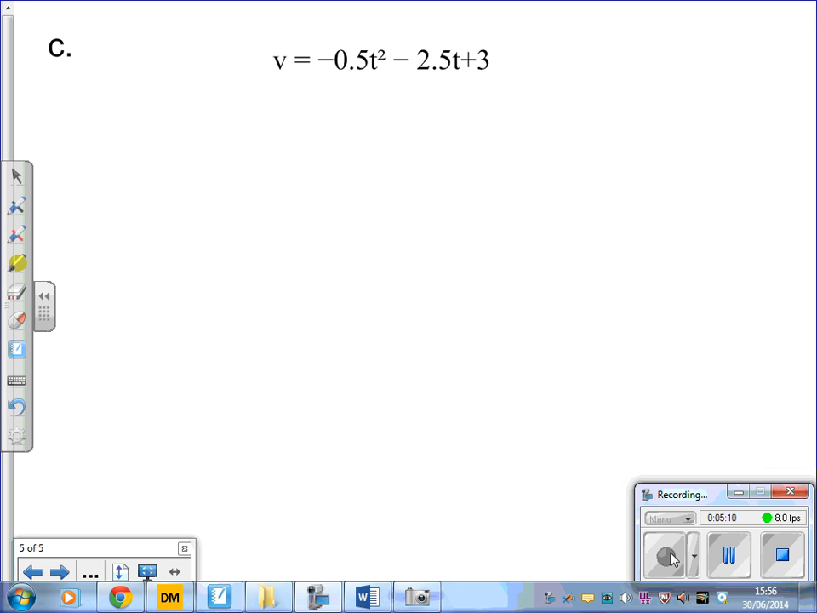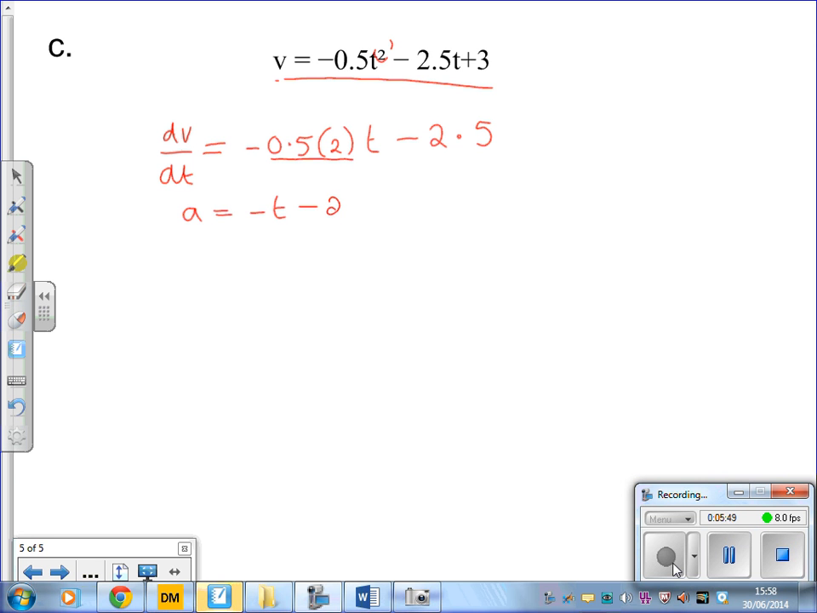Part C is to find deceleration. So think of this as acceleration, and acceleration you would find by differentiating v. So dv dt equals, I multiply by the power, so minus 0.5 times by 2, and then take 1 off the power, minus 2.5, and it's disappeared. So my acceleration is minus t, that's from 0.5 times 2, minus 2.5.